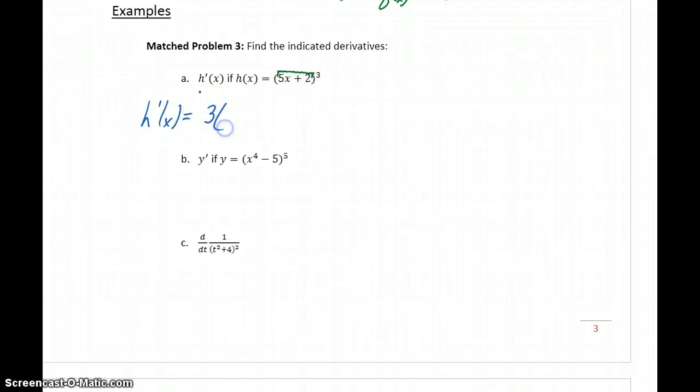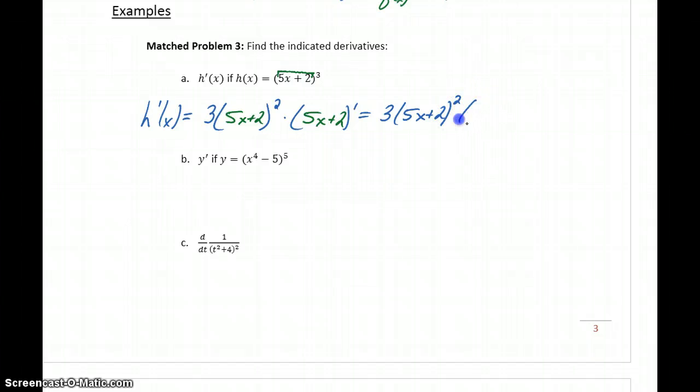So this is going to become 3 times that interior quantity, 5x plus 2, squared, times then the derivative of that inner function, which is going to give us 3 times 5x plus 2, that quantity squared, times 5, or 15 times the quantity 5x plus 2 squared. So once you recognize what your inner and outer functions are, you just take the derivative based off that outer function and then multiply by the derivative of the inner function.